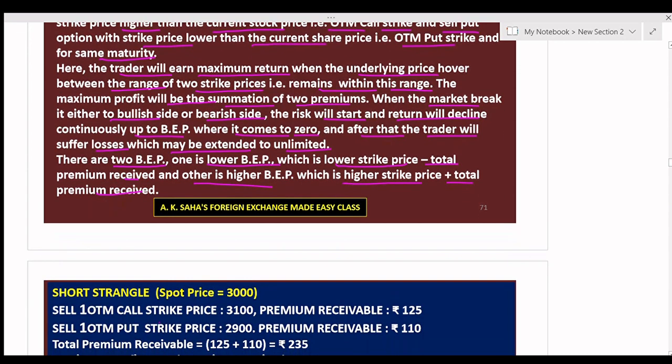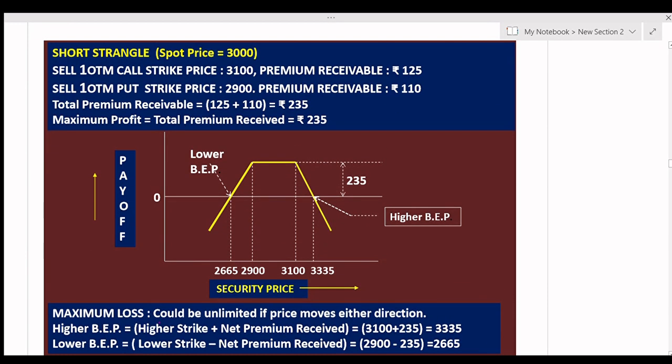Now come to the diagram. You see the spot price is 3000 and the strategy is sell one OTM call. Strike price is 3100, which is higher than the spot price, and premium receivable is rupees 125. And sell one OTM put. The strike price is rupees 2,900, which is lower than the spot price. The premium receivable will be rupees 110. The total premium receivable is 125 plus 110 is equal to 235. Maximum profit is the total premium received, equal to rupees 235.